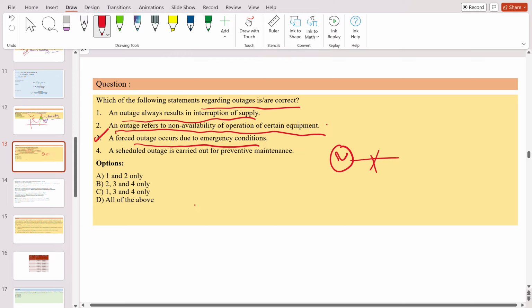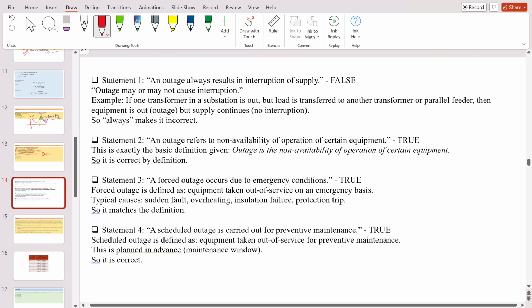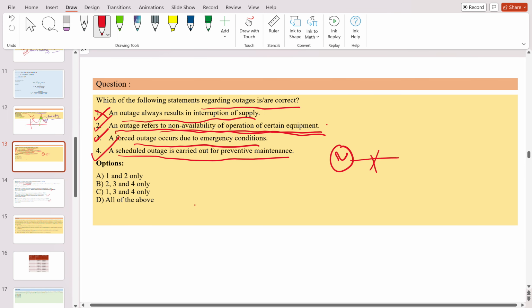A scheduled outage is carried out for preventive maintenance. That is true, so this is correct. An outage refers to non-availability of operation of certain equipment. That is also correct. True, true, true. The first option says outages may or may not cause interruption if one transformer fails. So the first option is not correct, because another transformer can also supply, or other generating sources can supply during that time frame. So option B is actually correct.